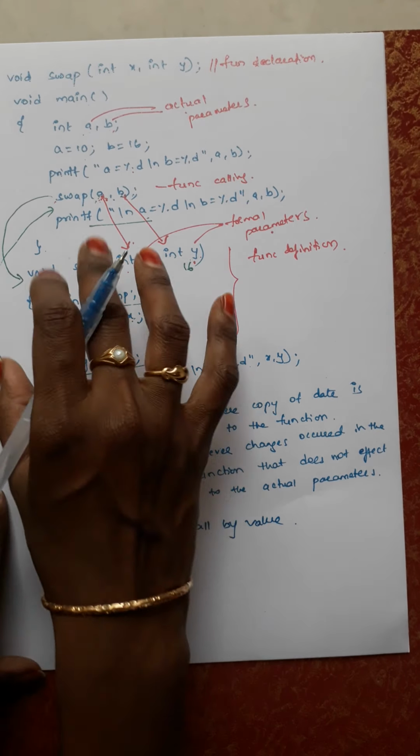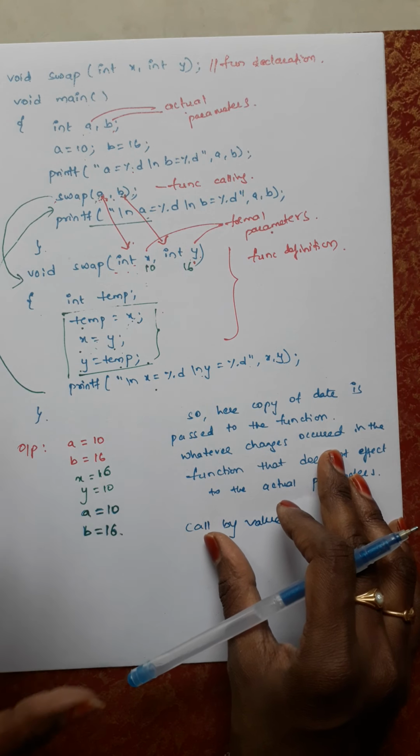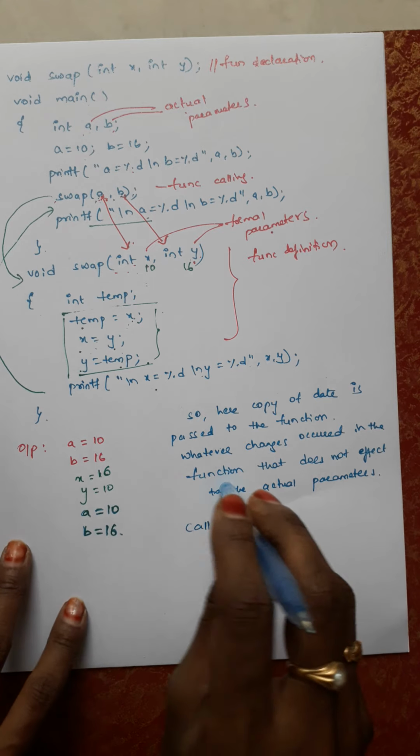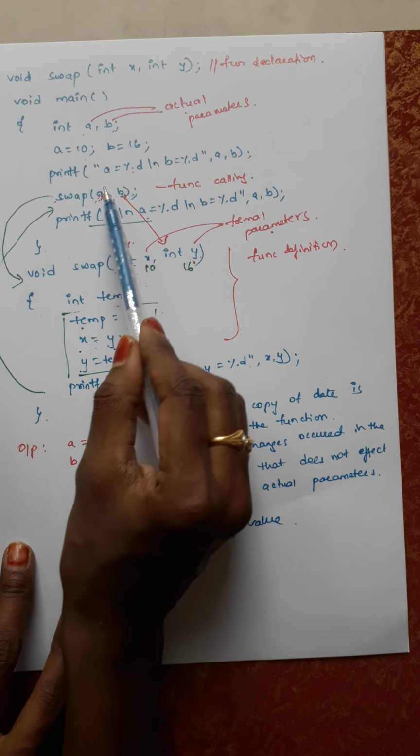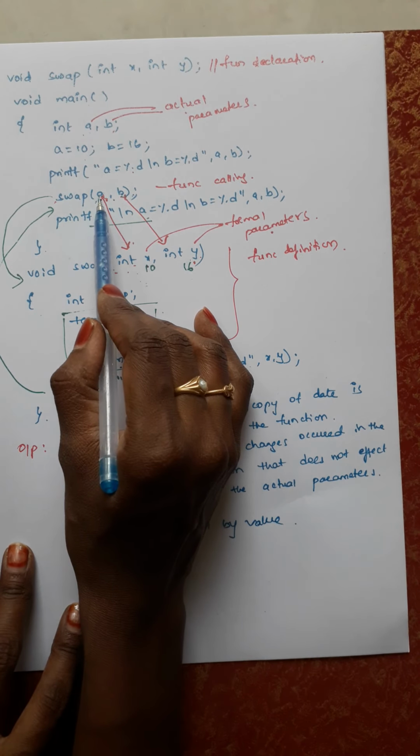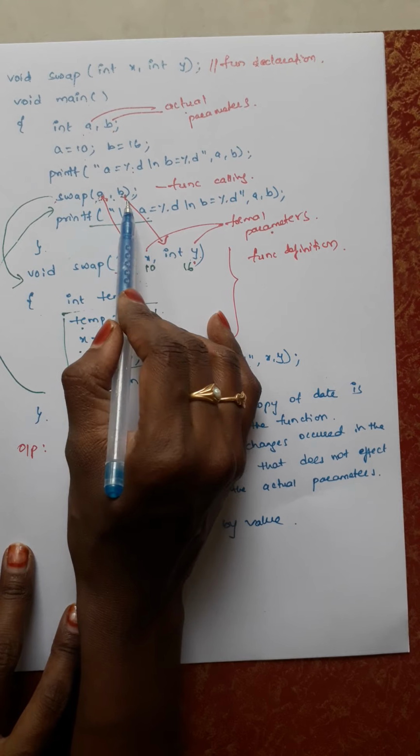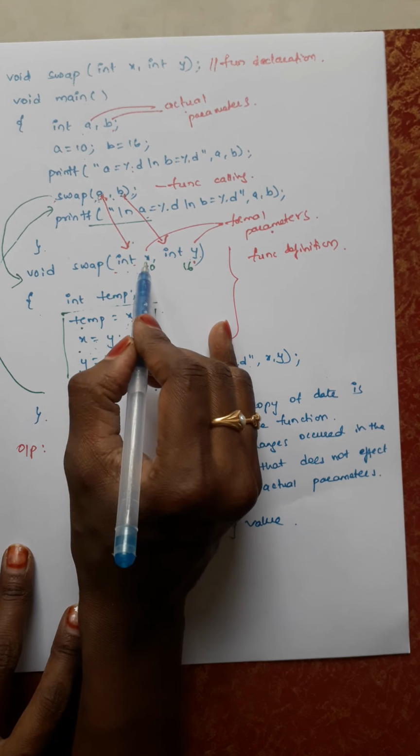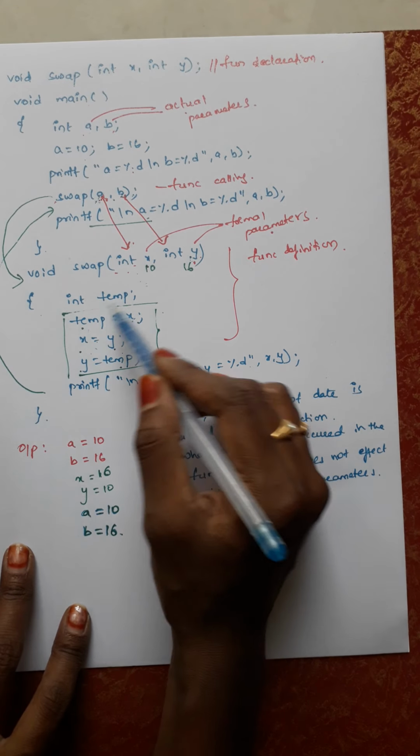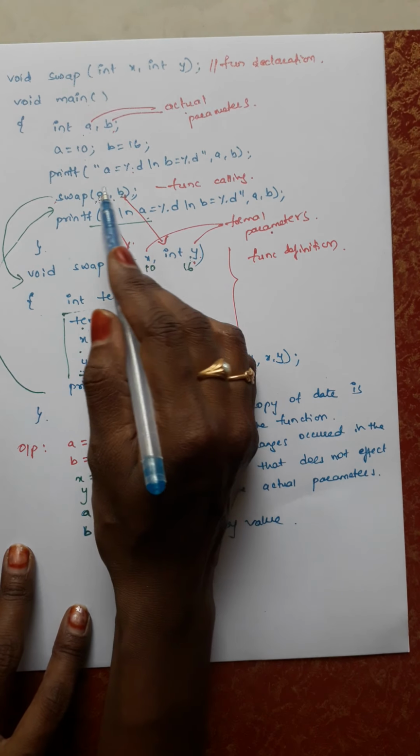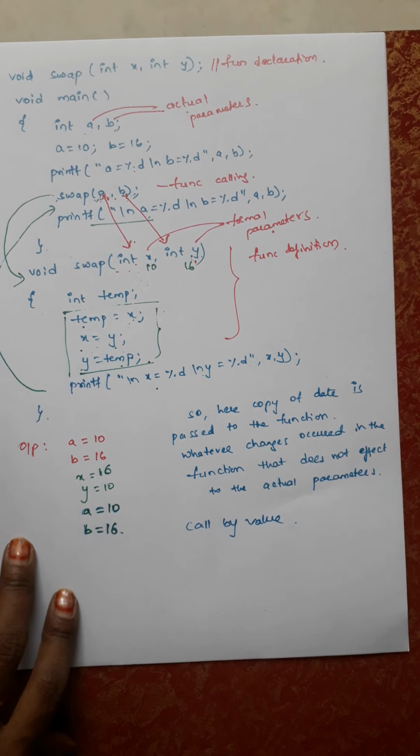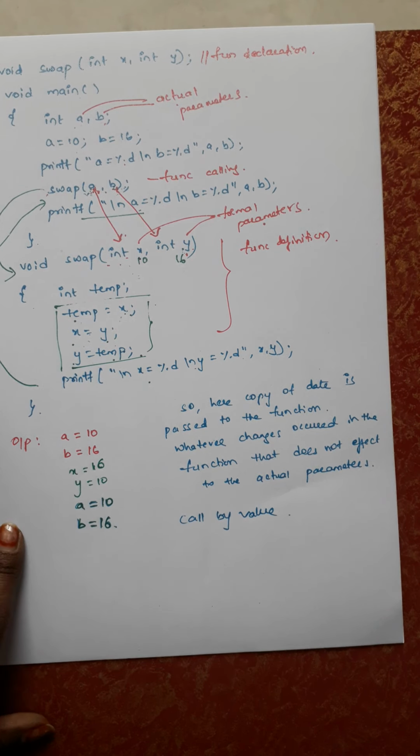Because we passed a copy of the data to the parameters, A and B are the original values. A copy of A is passed to X, and a copy of the B value is passed to Y. So changes occurring in the function do not affect A and B. That is the call by value. We will see call by reference in the next video. Thank you.